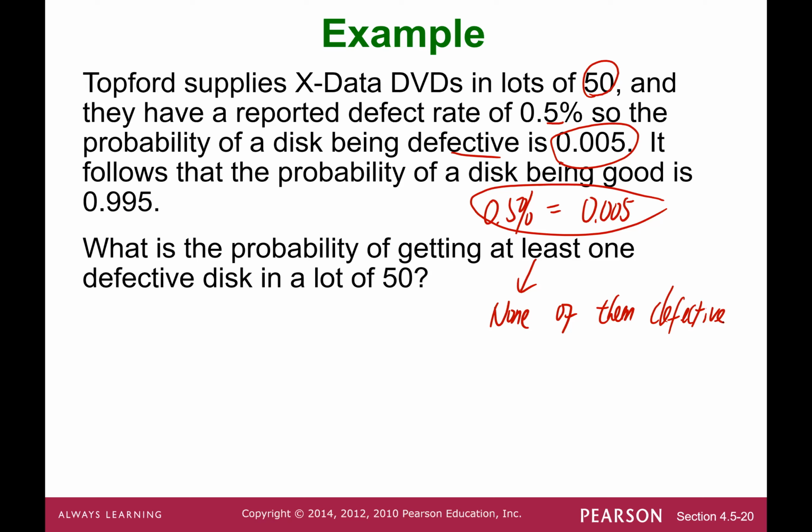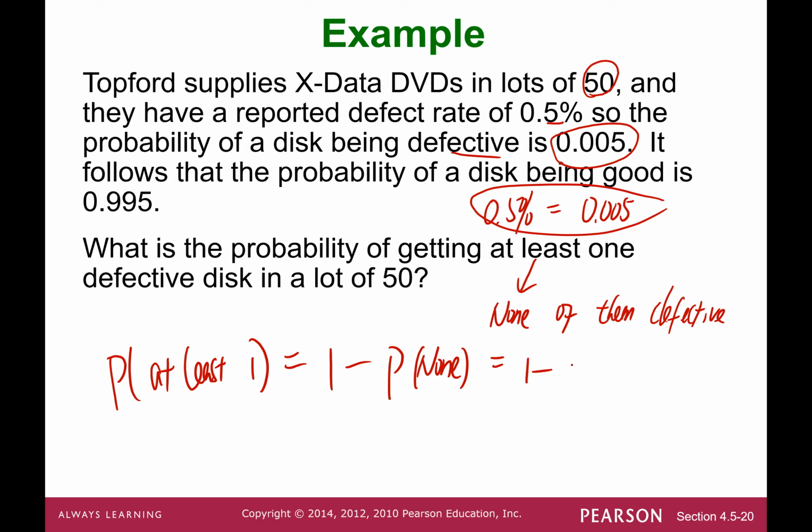That means you want all of them to be good CD, right? Or DVD. So the probability of at least 1 here should be 1, total probability, minus the probability of none. None of them are defective, meaning all good. 50 of them, they're all good. And we know that the probability of a good DVD is 0.995. And we know that we have 50 of them, right? So it's 0.995 times 0.995. You multiply 0.995 50 times, to the 50th power.